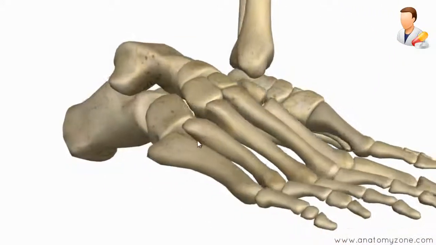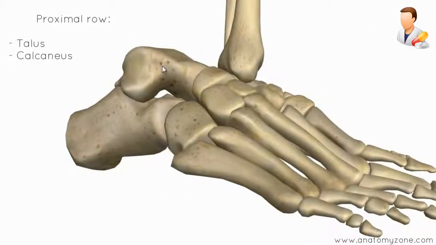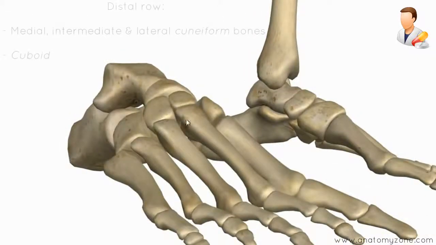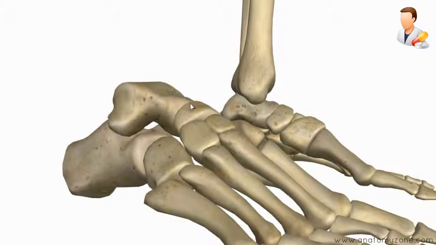So those are the 7 tarsal bones. You've got a proximal row with the 2 large bones, the talus and the calcaneus, and you've got a distal row which contains the 3 cuneiform bones, and laterally you've got the cuboid bone, and then you've got an intermediate bone called the navicular, which sits in between the proximal and the distal row of tarsals.